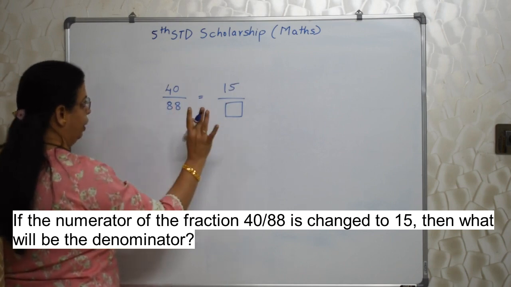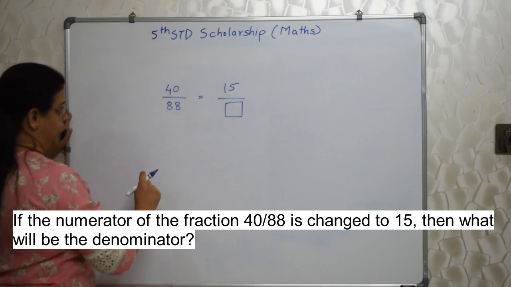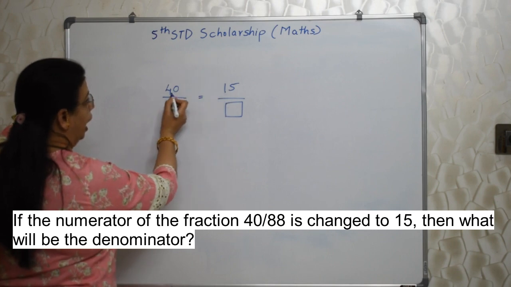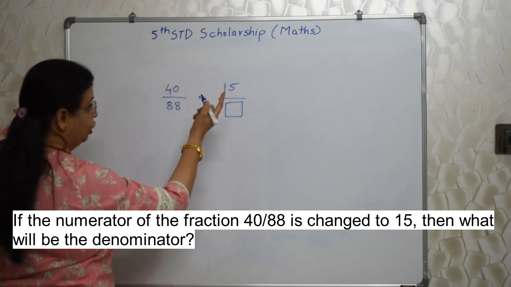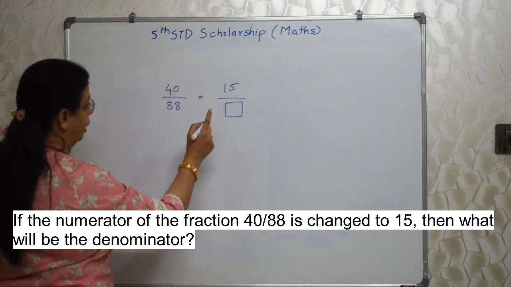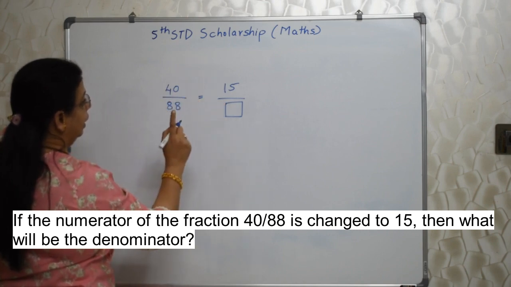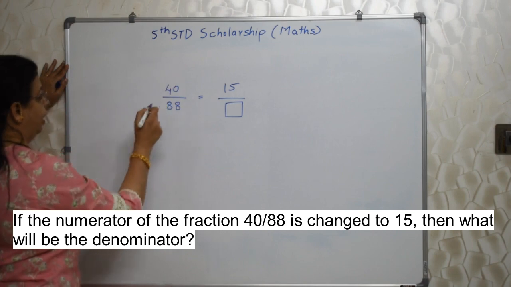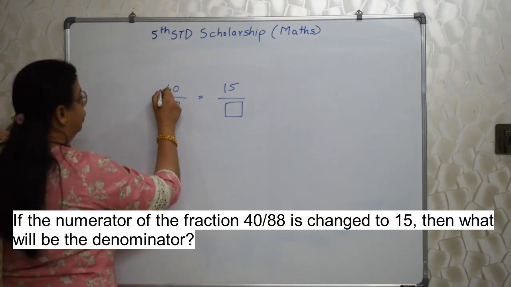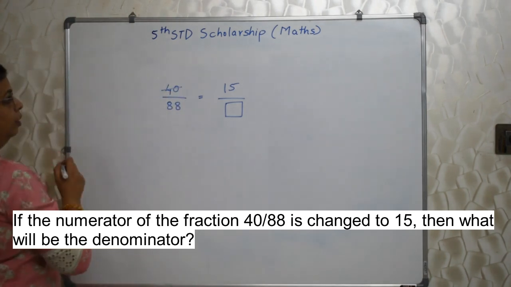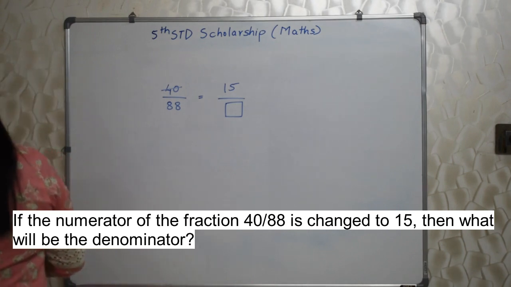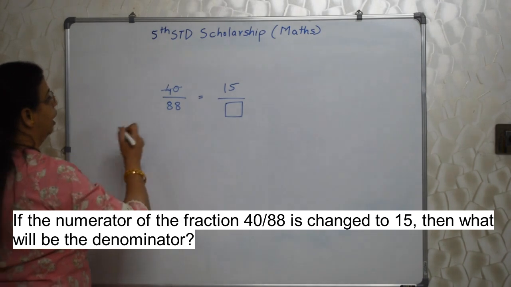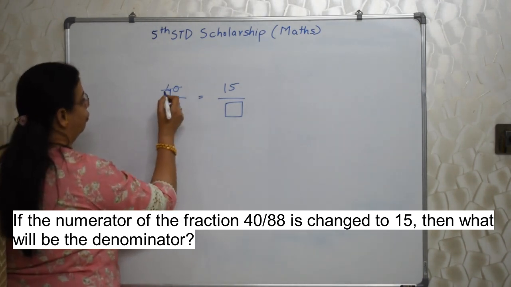Okay, anything will do. Now here they have given the numerators, but for 40 and 15, I cannot find a direct relationship which is easy to identify. There is no easy relationship here. In this case, you reduce this fraction to the most reduced form of the fraction. That will make your job very easy.